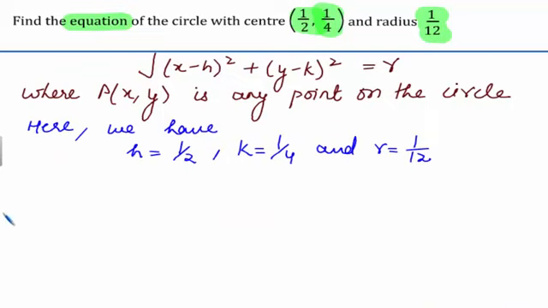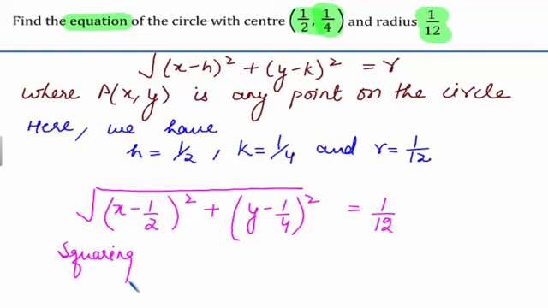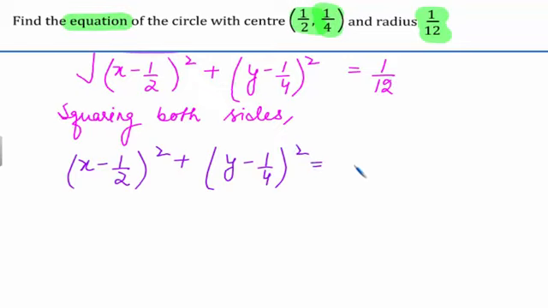Now, let us find the equation of the circle, which is given by the square root of (x minus h), that is (x minus 1/2) whole square, plus (y minus k), that is (y minus 1/4) whole square, is equal to 1/12. Now, on squaring both the sides, we have on the left hand side (x minus 1/2) whole square plus (y minus 1/4) whole square is equal to (1/12) whole square, which is 1/144.